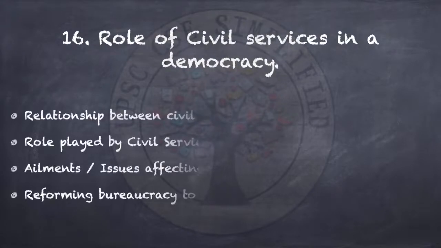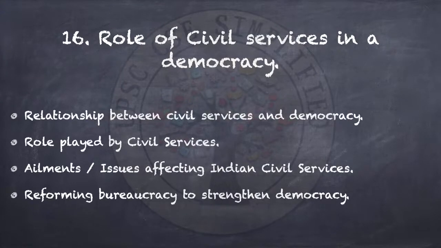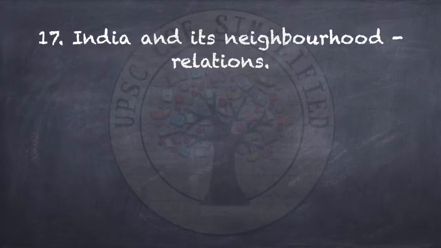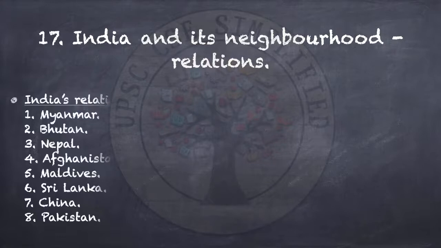Next topic is the 16th topic or theme, that is the role of civil services in a democracy, relation between civil services and democracy, role played by civil services, ailments, issues affecting Indian civil services, reforming bureaucracy to strengthen democracy. Next is the 17th topic, that is the first topic of the international relations, India and its neighborhood relations. India's relation with its neighbors, that is Myanmar, Bhutan, Nepal, Afghanistan, Maldives, Sri Lanka, China, Pakistan.